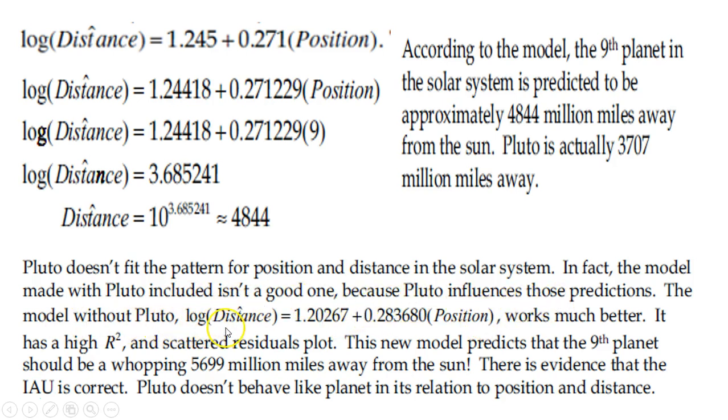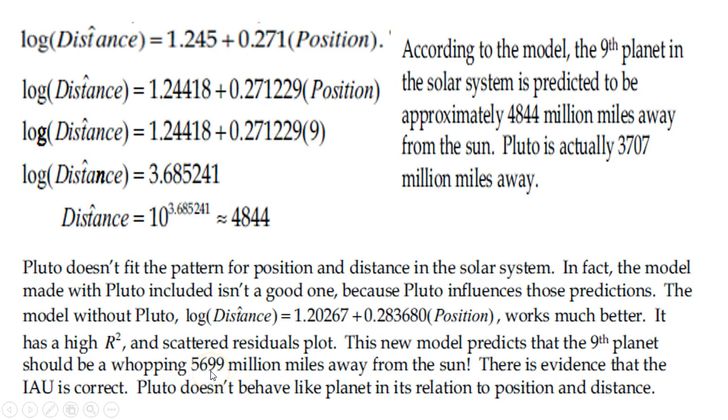The model without Pluto, if I log it and get this, it's better, right? The actual thing is better. It works much better. It has a higher R squared and scattered residuals plots. This new model predicts that the 9th planet should be a whopping 5,699 million miles away from the sun. There is evidence that the IAU is correct. Evidence doesn't mean that they are.